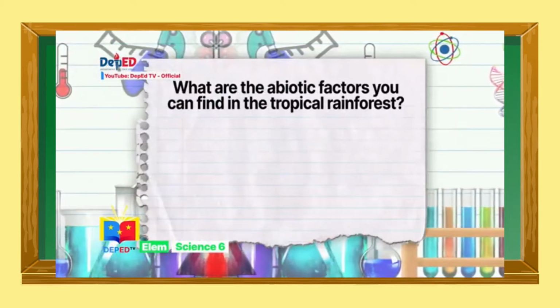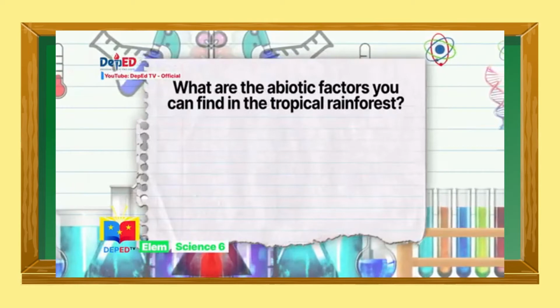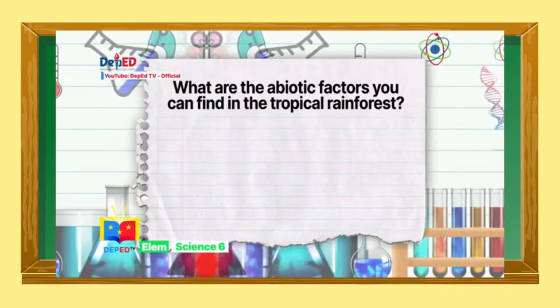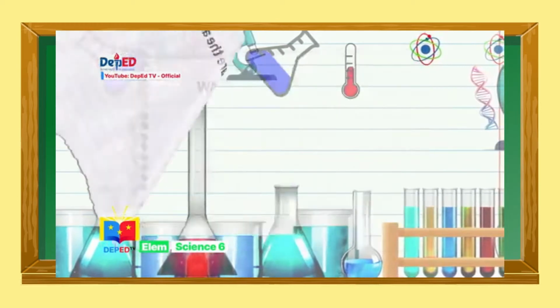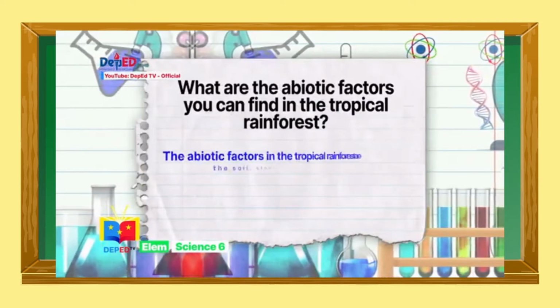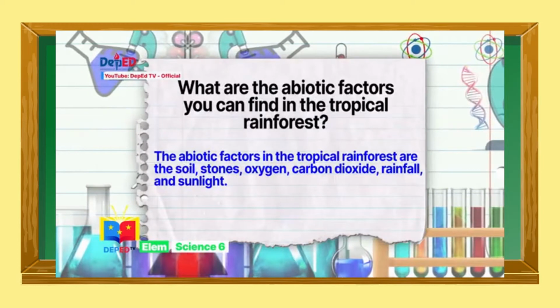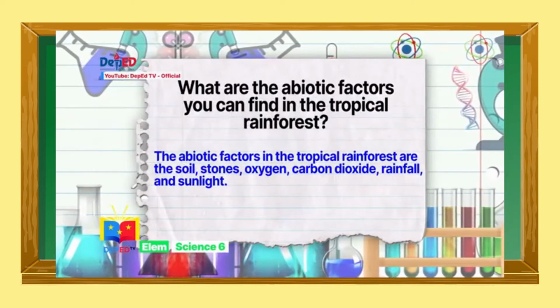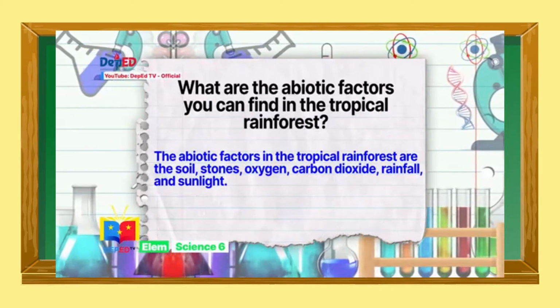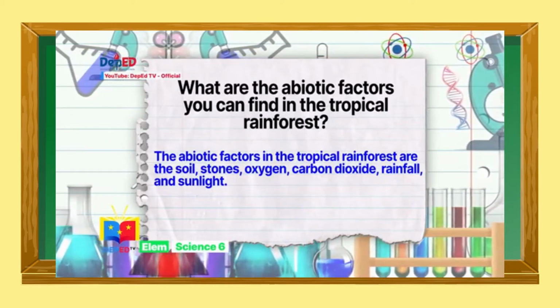Number 4. What are the abiotic factors you can find in the tropical rainforest? Very good! The abiotic factors in the tropical rainforest are the soil, stones, oxygen, carbon dioxide, rainfall, and sunlight.